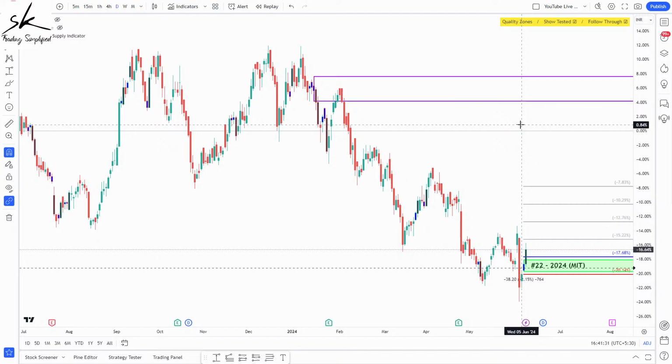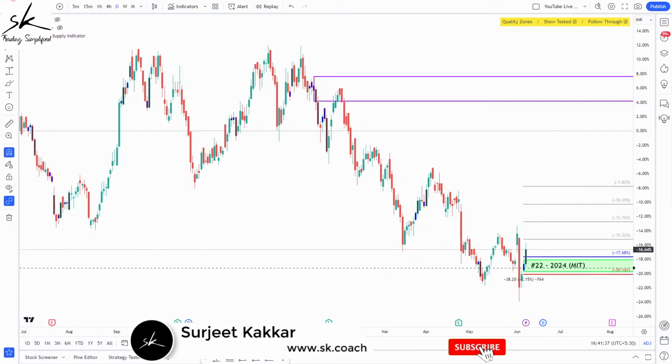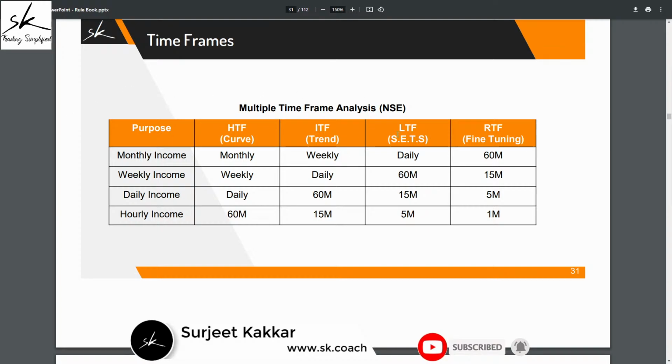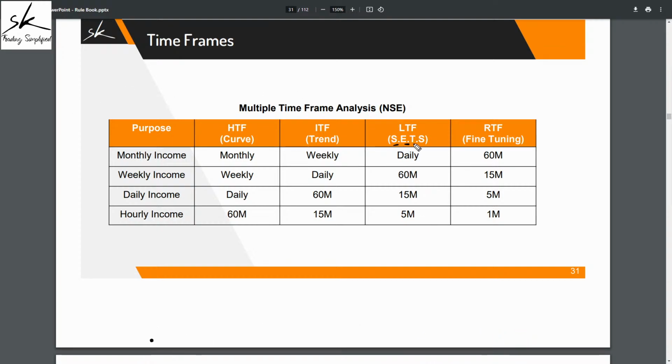Kindly give the target time frame for monthly, weekly, daily, hourly. It is already there in the rule book. If you go to the rule book, you can see that I have already given you that your ACTS stands for stop loss. Your stop loss, your entry, your target, and the position sizing, everything comes from the lower time frame. As a monthly income trader, it has to be daily. As a weekly income trader, 60. As a daily income trader, 15. As an hourly income trader, 5 minutes. And there are some exceptions to it.